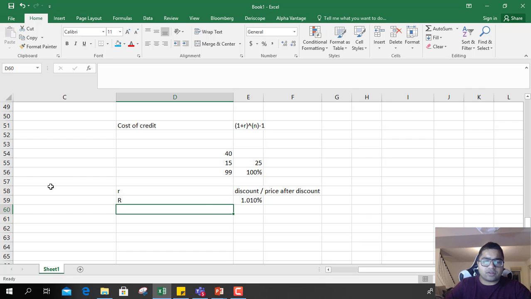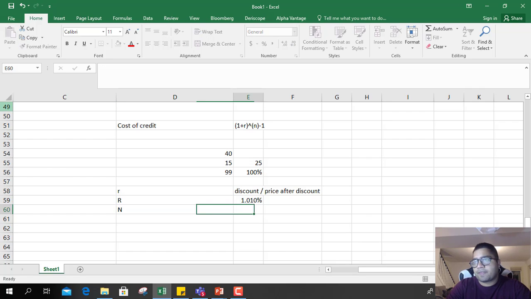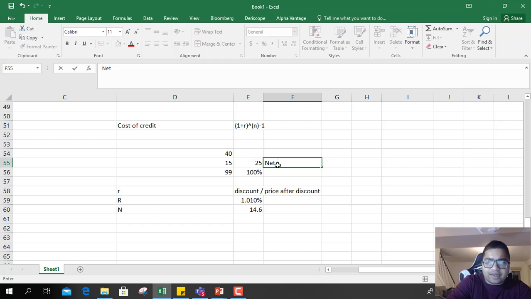Okay. So how do we compute N? N is computed as 365, number of days, divided by 25. Where did I get 25 from? So 25 is always, what is net amount? This is always net period minus discount period.